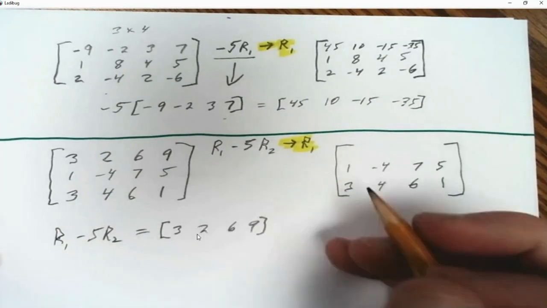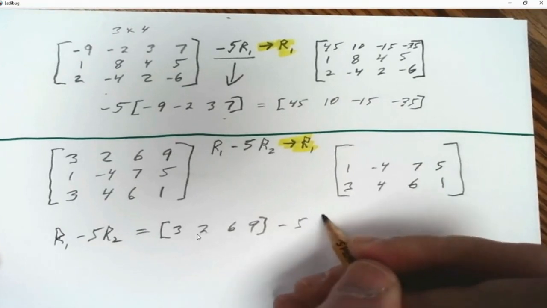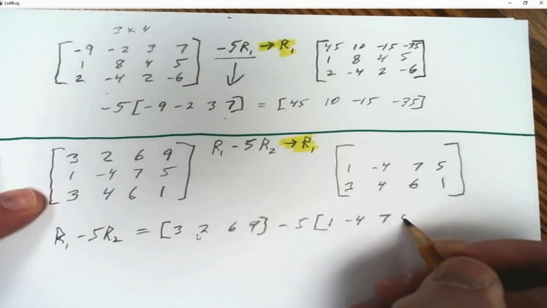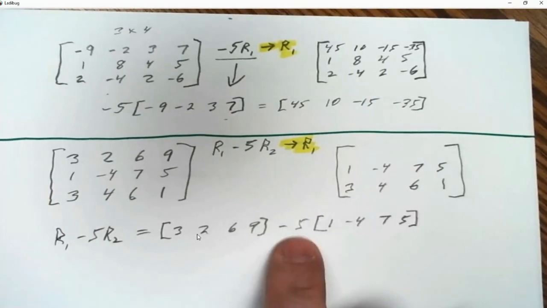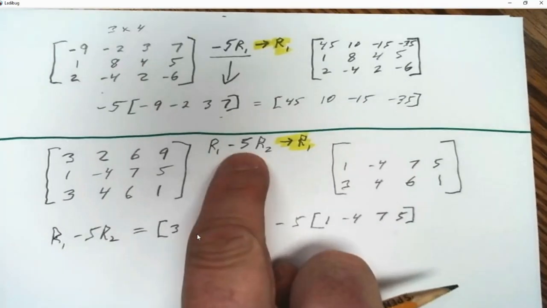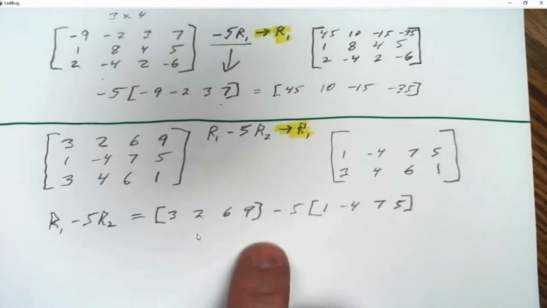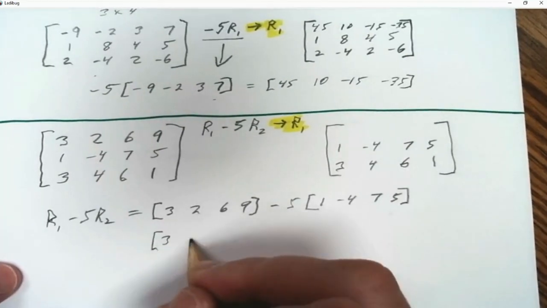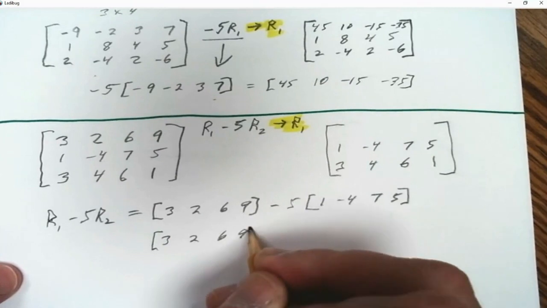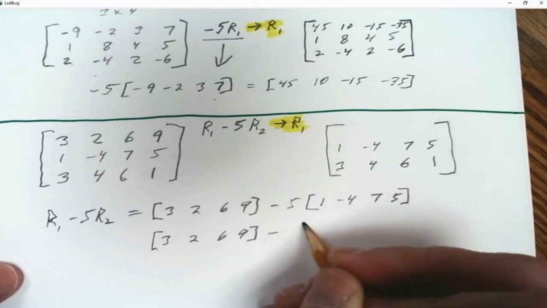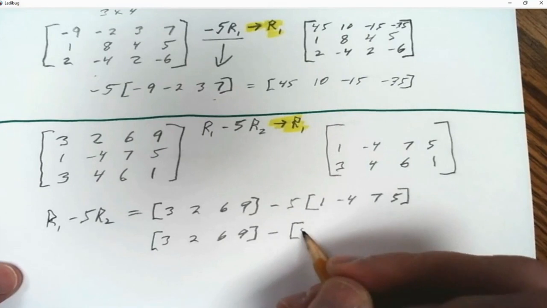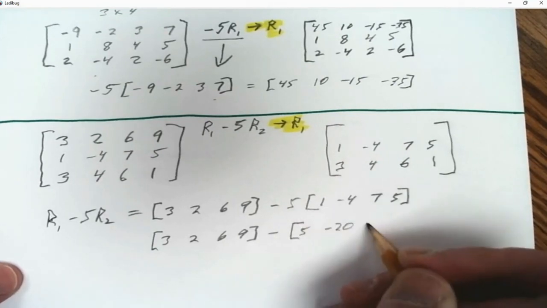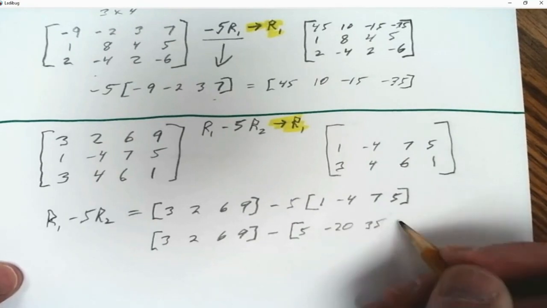And we're going to minus 5, row 2. Row 2 is 1, negative 4, 7, 5. So we're subtracting 5 times row 2. That means we're going to take 3, 2, 6, 9 and subtract from it. 5 times 1 is 5. 5 times negative 4 is negative 20. 5 times 7 is 35 and 5 times 5 is 25.